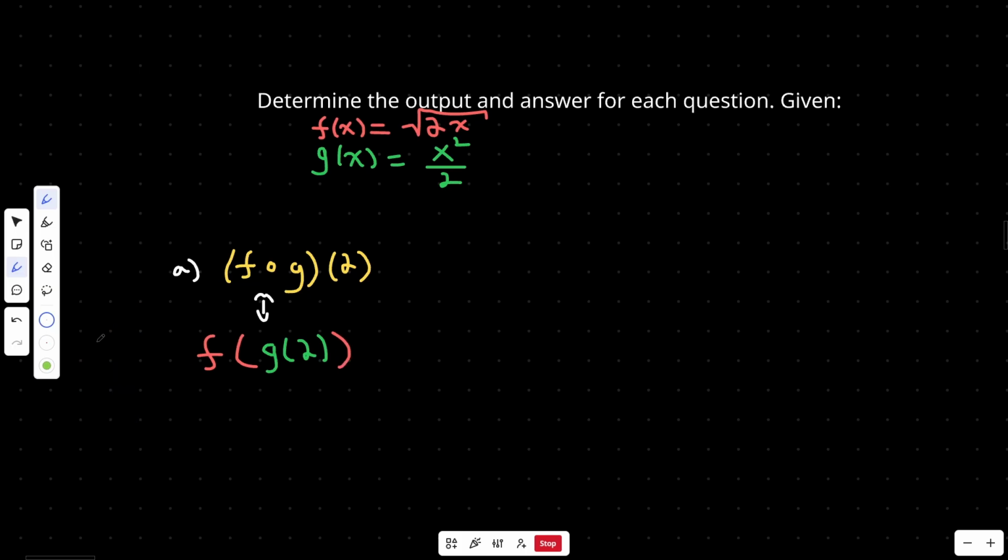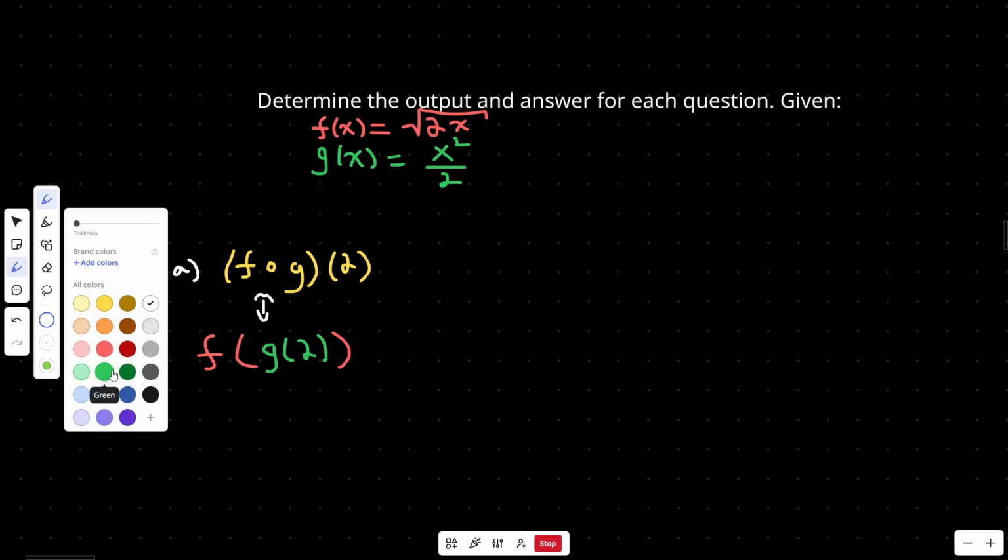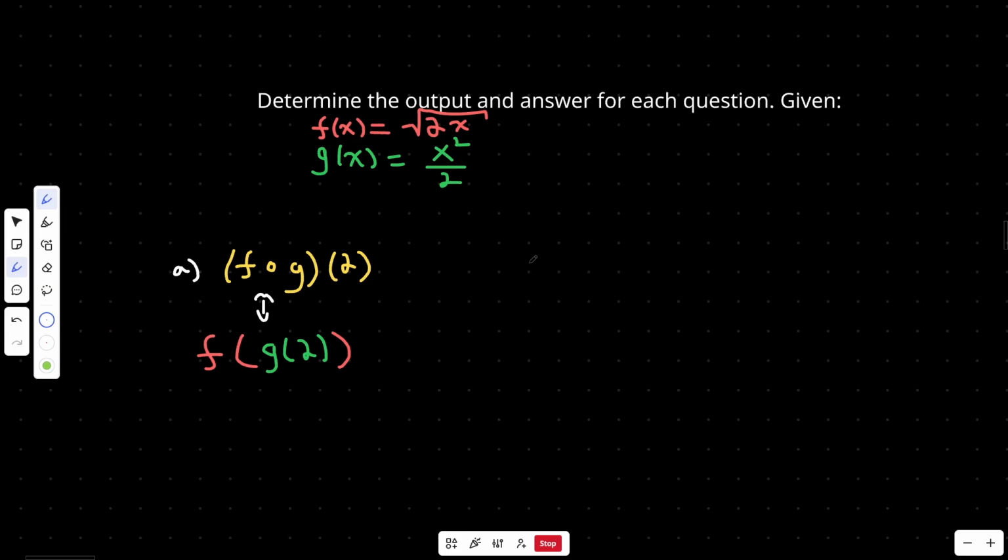Now that we've written it out in a different format, let's evaluate g of 2, because that's our first step. g of 2 is equal to 2 squared over 2, because I'm just using this equation over here, g of x. So g of 2 is going to be 4 over 2, which is just 2. So we figured out g of 2 is just 2.